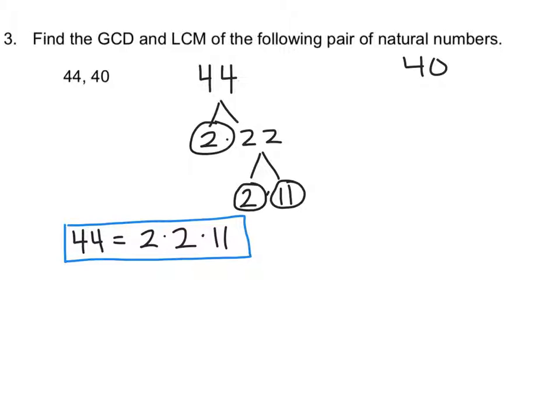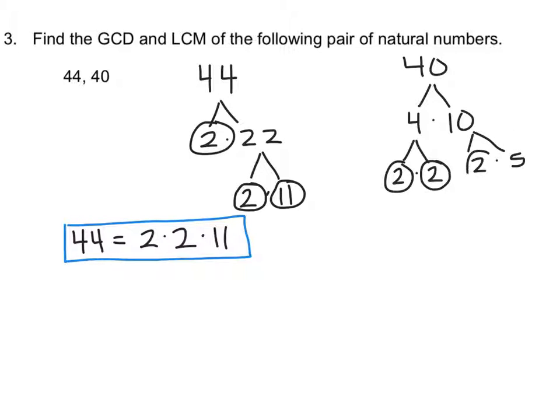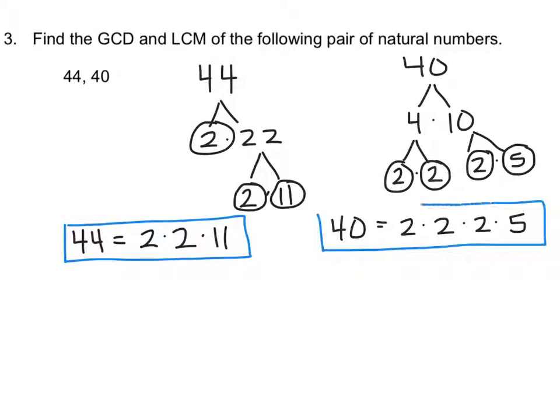So I need to ask myself, what times what will equal 40? Well, I know that 4 times 10 is 40, and then 4 is 2 times 2. And 2 is a prime factor, so I'll circle both 2's. 10 can be factored into 2 times 5. And 2 and 5 are prime factors, so I'll circle those. So the prime factorization of 40 is 2 times 2 times 2 times 5.